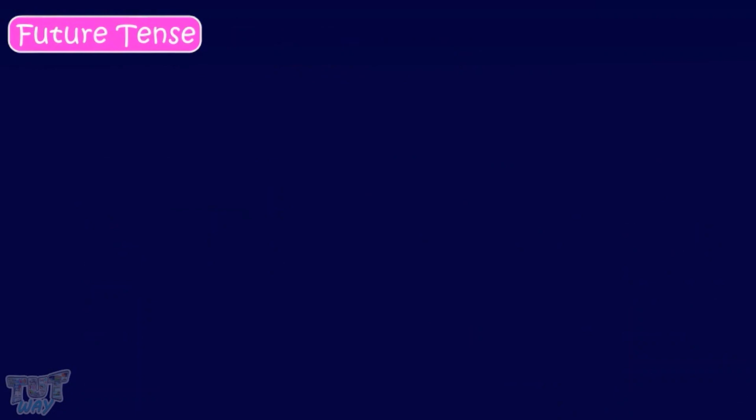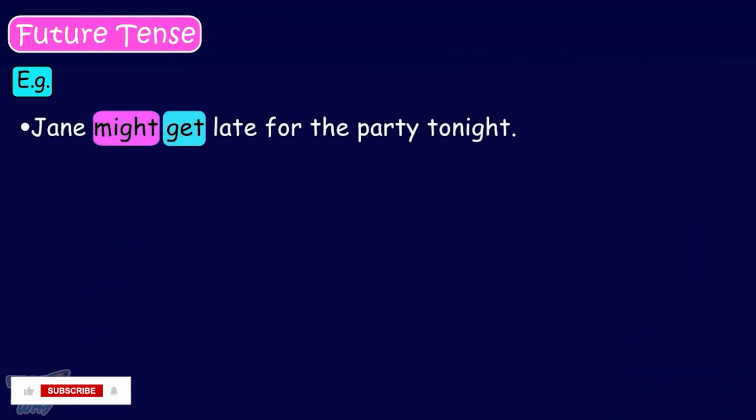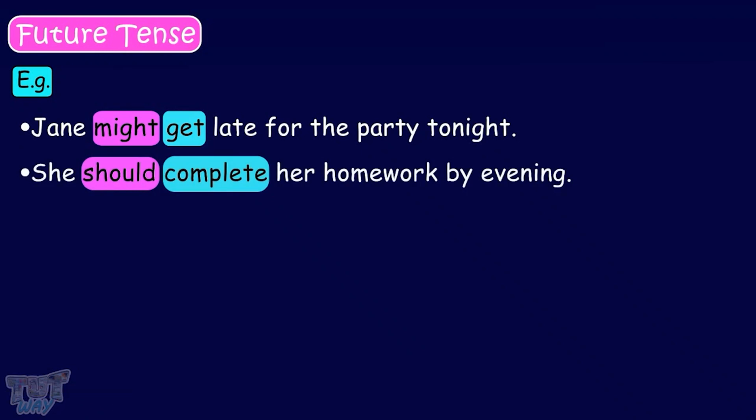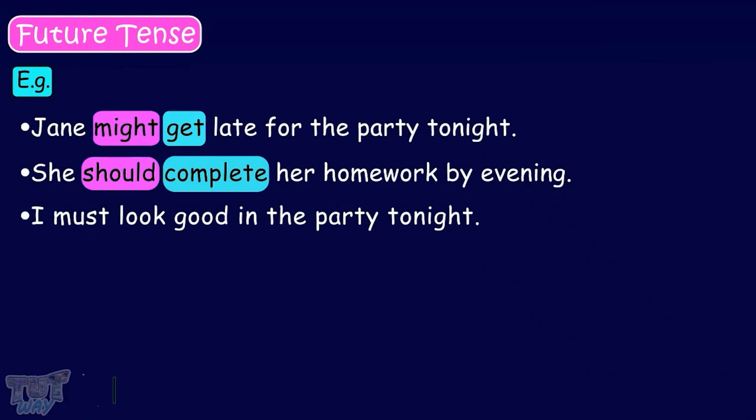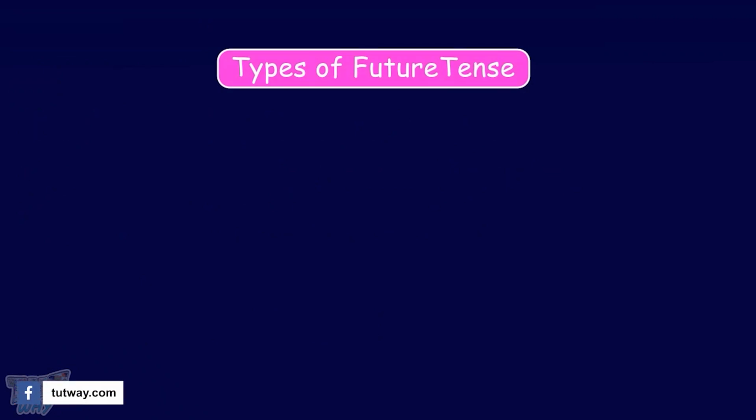Let's have examples. Dad will be making pizza for us tonight. Jane might get late for the party tonight. She should complete her homework by evening. I must look good in the party tonight. So we have used base forms of the verb along with modal auxiliaries and auxiliary verbs in order to form future tense. Now we will be learning types of future tenses.